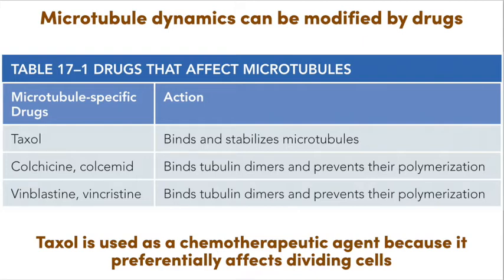And by doing that, it preferentially inhibits dividing cells, which is often the way that chemotherapeutic agents work. Vinblastine and vincristine are also used to treat certain kinds of lymphomas, and I don't really know why, but it has something to do with their effect on lysosome stability.